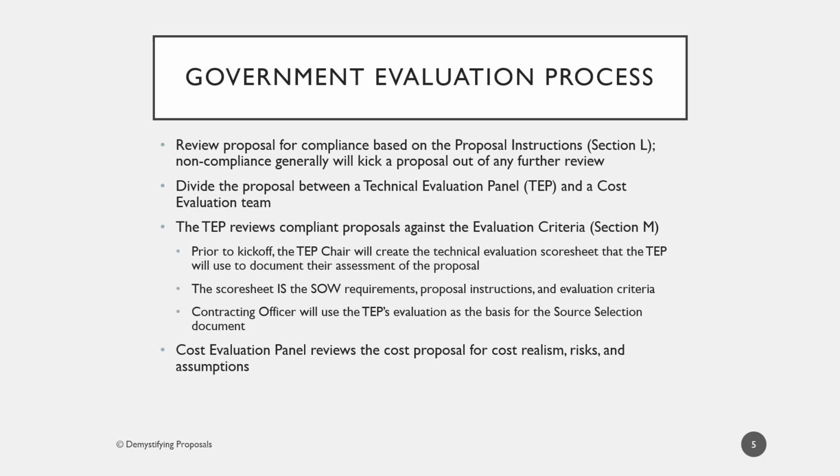Prior to the kickoff, the TEP chair will create the evaluation score sheet that the TEP will use to document their assessment of the proposal. The score sheet is the statement of work requirements, or the SOW requirements, the proposal instructions, and the evaluation criteria. The contracting officer will use the TEP's evaluation as the basis for the source selection document once they get to that phase of the government evaluation process. On the other side, for the cost volume, the cost evaluation panel reviews the cost proposal for cost realism, risks, and assumptions.